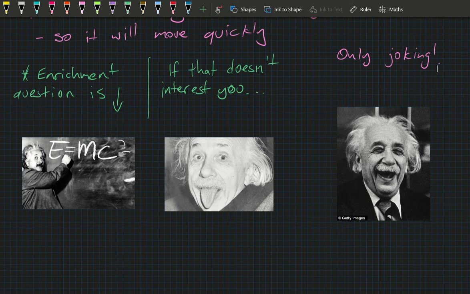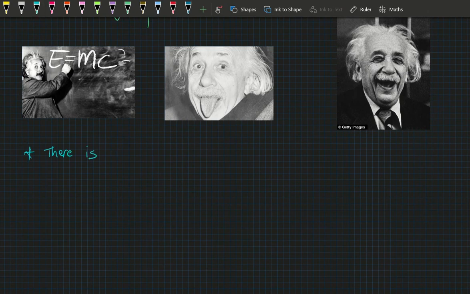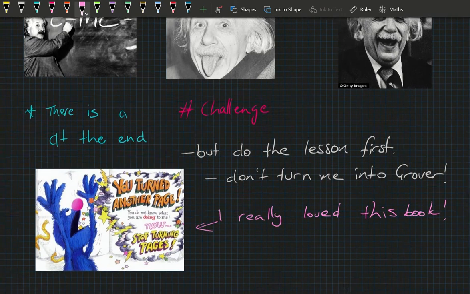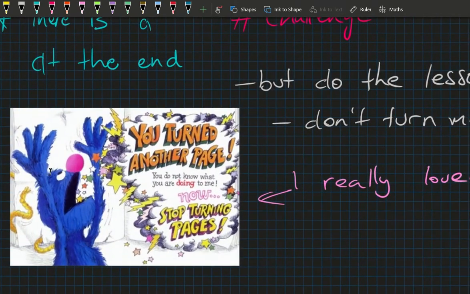Also, not only do you have Einstein in your enrichment, I will give you a bonus challenge at the end. I think it's interesting and it'll give you a good perspective on how powerful exponentials are. But please make sure you do the lesson first. Please don't turn me into Grover. This Grover. I really love this book. Okay, we better finish this and get on with the introduction.